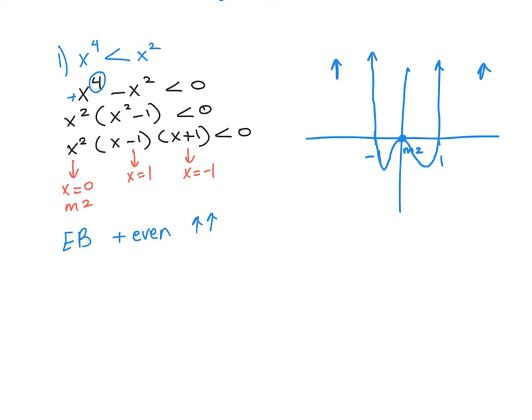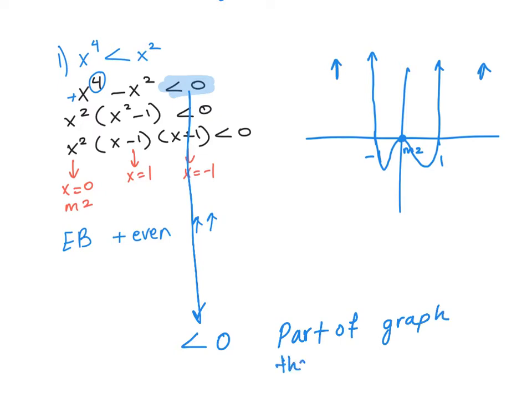Now I need to decide, what does this inequality mean? If my function is less than 0, then I'm interested in the part of the graph that is below the x-axis. The roots are not going to be part of my solution because it is not equal to 0. So I need to remember to put open circles at the roots, so I will not consider them in my solution. And I need all this part, everything that's below my x-axis.